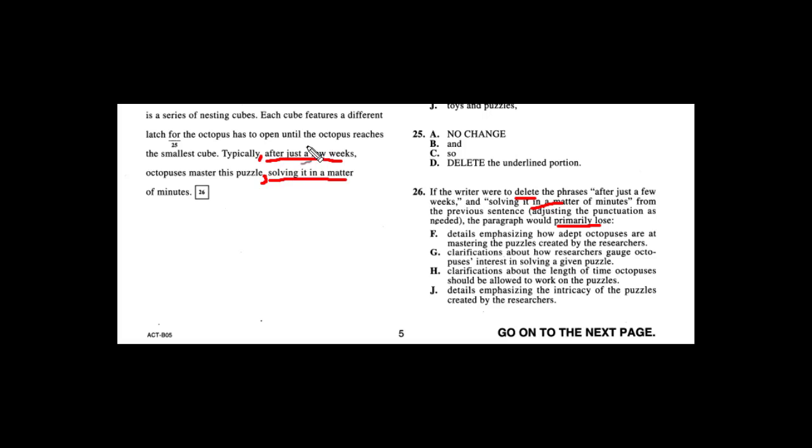Remember, abandoned boxcar, this tells you it's going to give you a miniature definition of the word that's right before it. So typically, this is what typically happens. That gives you a mini definition. And solving it, that is solving what? Solving the puzzle. So if you look here, you're going to go ahead and delete details. It gives you more information about the puzzles, which typically happens. So which one is that? Details and puzzles. Answer choice F for 26.